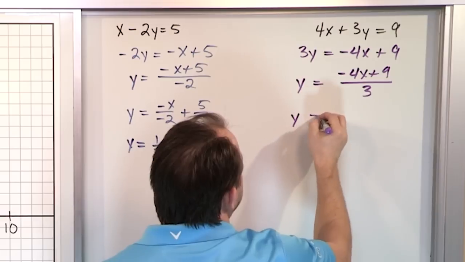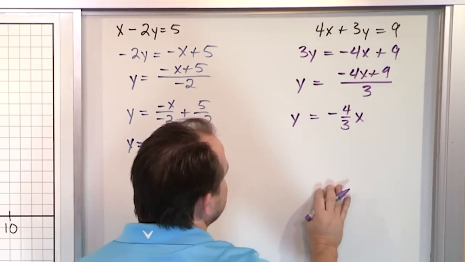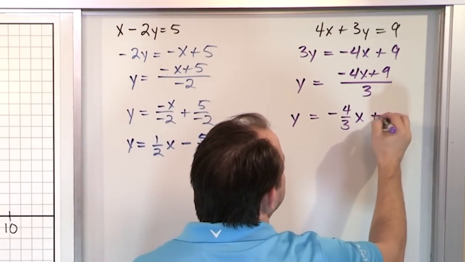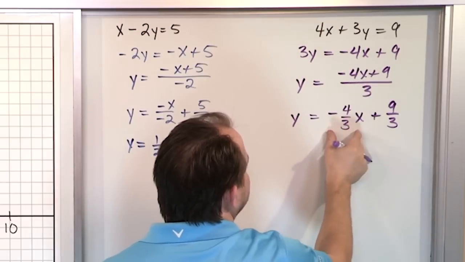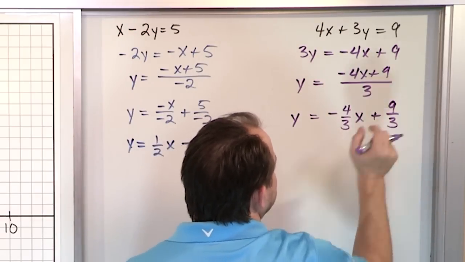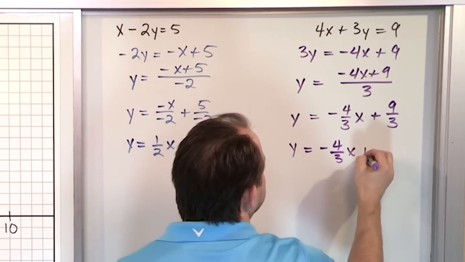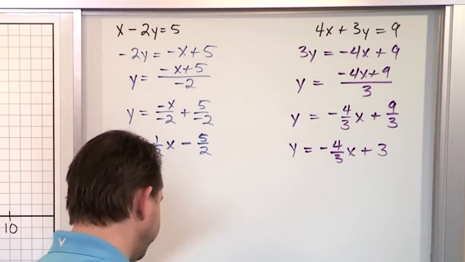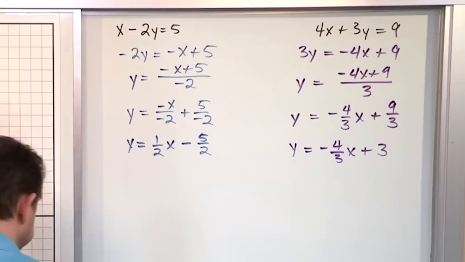I can break it apart. So I have negative 4/3 x, make sure you understand that, plus 9/3. All I did was say the negative 4x is divided by the 3, and then the 9 is divided by the 3. So what you have is negative 4/3 x plus 3. Just double checking my work here. It all looks to be correct.